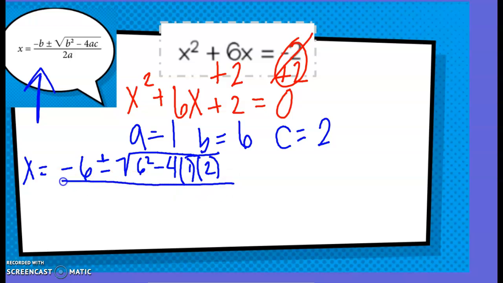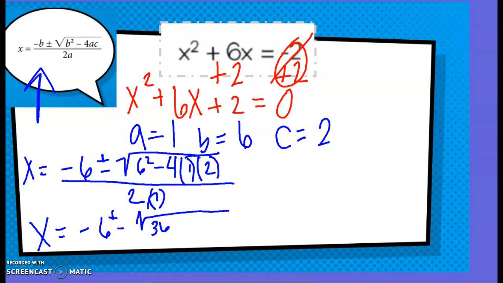All divided by 2 times a. Parentheses look a little rough. All right, so I'm going to simplify that as much as possible. I'm going to do negative 6 plus or minus the square root of 36 minus 8. And then I'm going to divide that by 2 because 2 times 1 is 2.